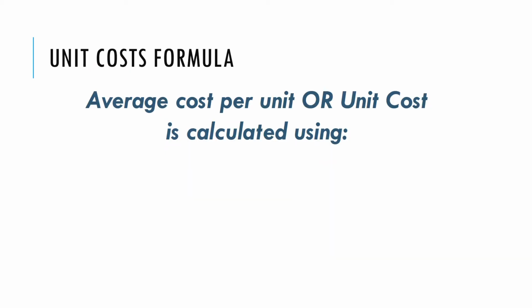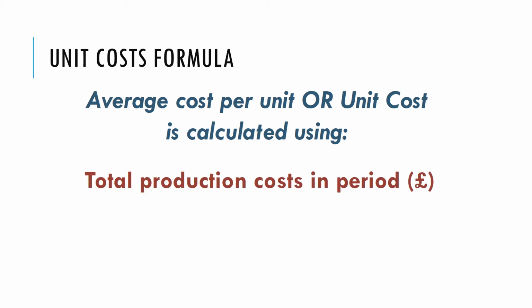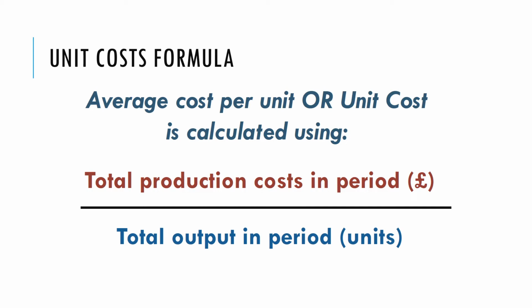So looking at average cost is a good way of measuring efficiency, and sometimes we call the average cost per unit the unit cost, the cost per unit, and we calculate this by taking the total production costs in a given period and dividing by the total output, the total number of units produced in a given period. This is an important formula and you should take it down in your notes.